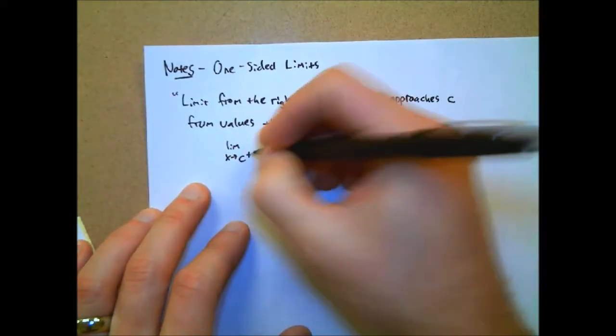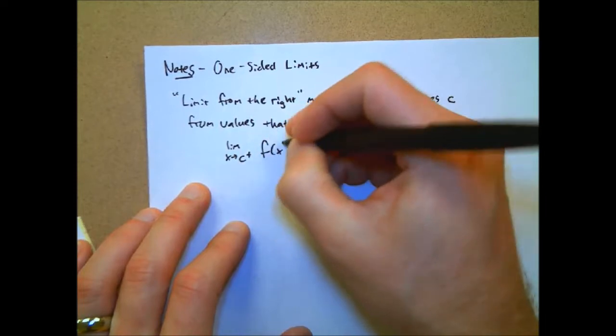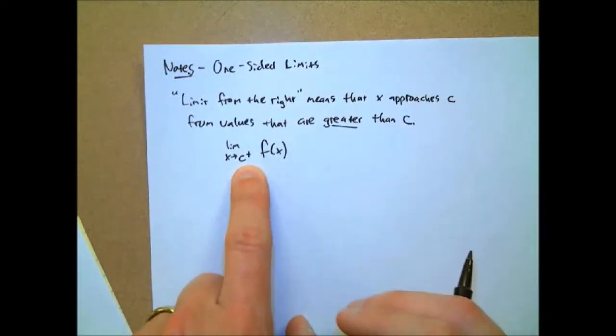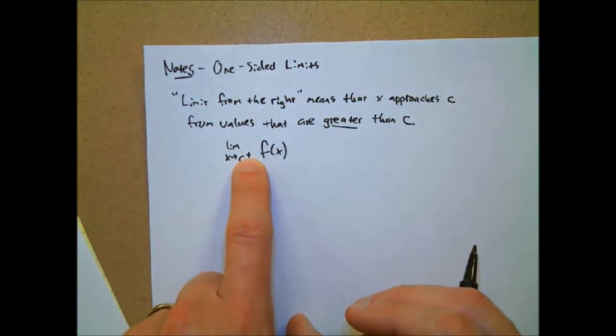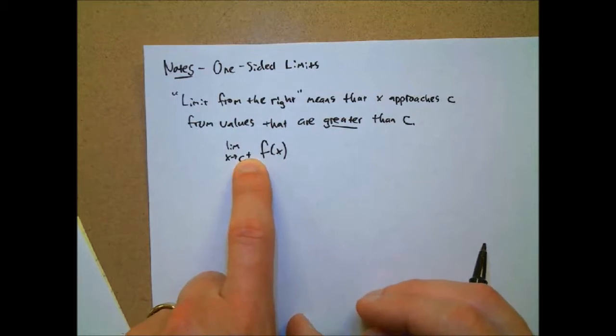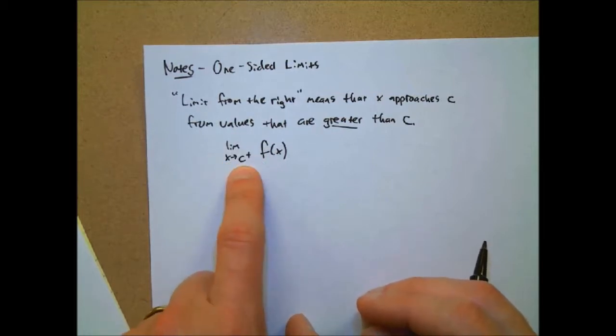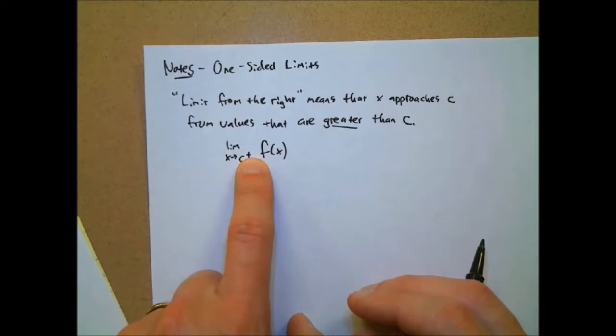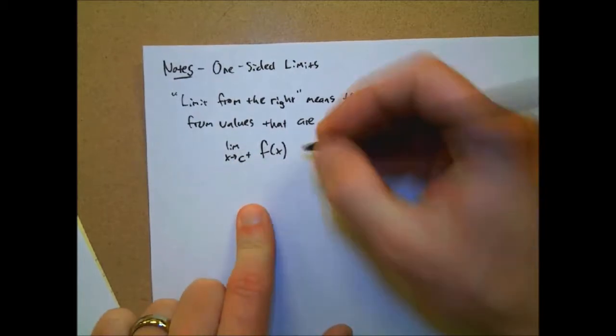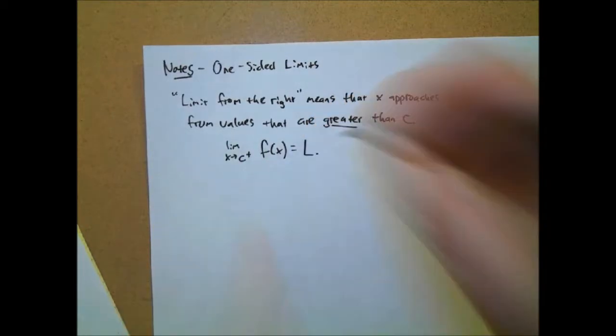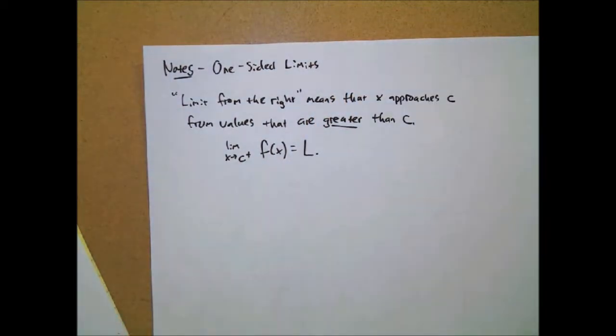The way we denote that we're finding the limit from the right is we have a plus sign in the exponent. So the limit as x approaches c from the right of a function. Again, that little plus sign in the exponent of c, in the exponent place.